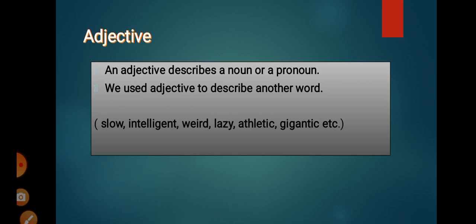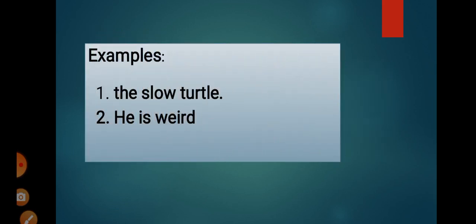So for example, the slow turtle. If we say the slow turtle, the word slow describes the noun turtle. And if we say he is weird, as the number 2 example, the word weird describes the pronoun he.